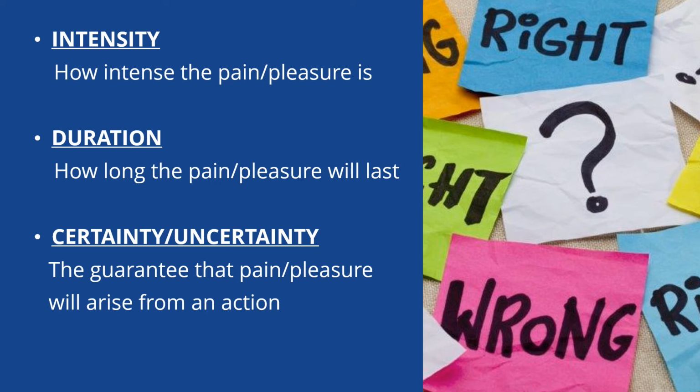The third one is certainty or uncertainty. This is the guarantee that pain or pleasure will arise from a specific action. Say, for example, you want to perfect a test. How sure are you that fulfilling this act will give you pleasure? Likewise, let's say you want to commit a crime. How sure are you that fulfilling this act will give you pain? These are the kinds of questions that the third criteria seeks to explore.